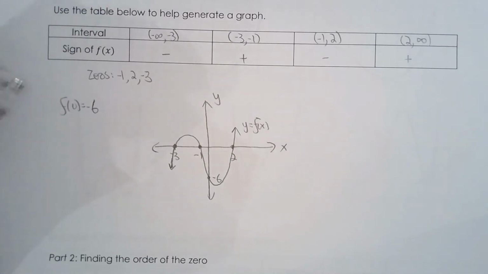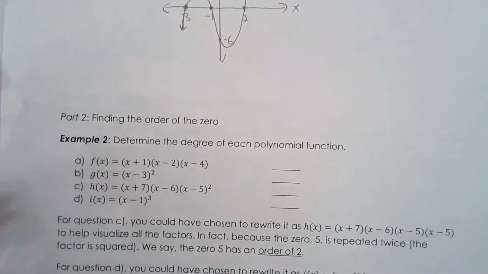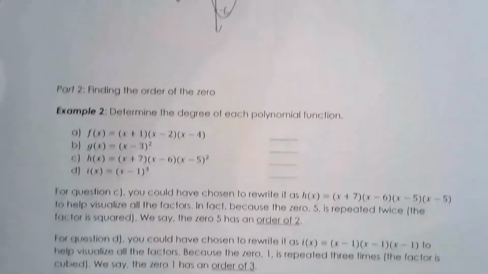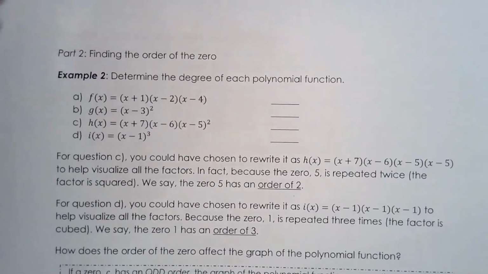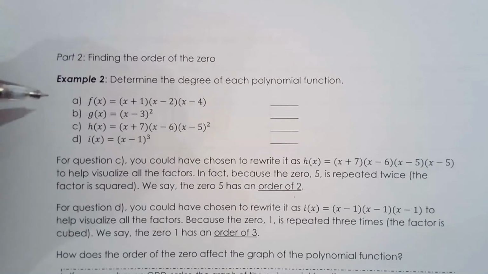The problem with this method is that it's kind of tedious. There's a much faster way to do it, so let's investigate. Because I don't want to use test values, I don't want to make an interval table if I can get away without doing that. So what we're going to talk about is the order of the zero.